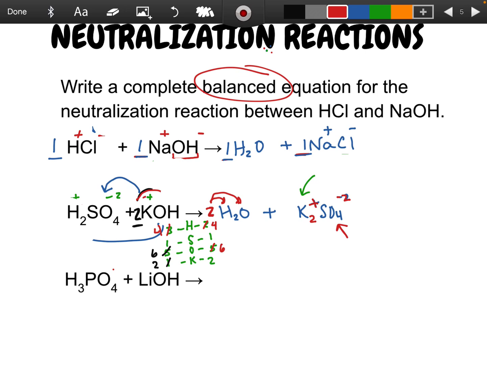So basically, from our balanced equation, we would need 1 mole of acid for every 2 moles of base. And so basically we would need twice as many moles of base as acid due to this combination of our neutralization reaction.